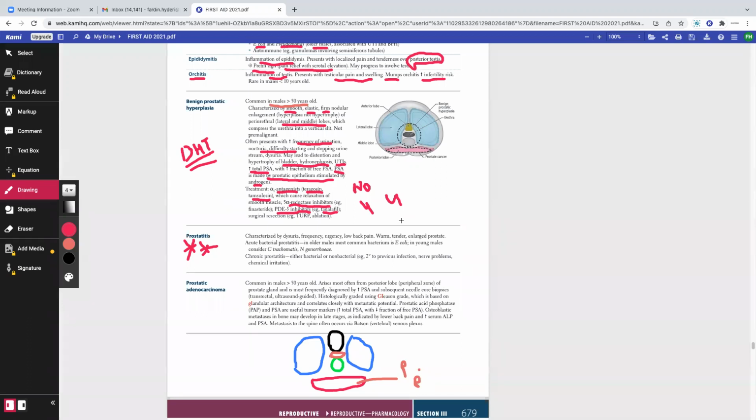So what are the three groups of drugs that we will give for BPH? Number one, alpha-1 antagonists. Number two, 5-alpha reductase inhibitors. Number three, PDE5 inhibitors. And after medical management, if the patient is still symptomatic, then we will go for two procedures. Number one, TURP. Who can tell me what TURP stands for? I'm going to give you 2 seconds to write in the chat box. Yes, Dr. Sana. It's transurethral resection of the prostate.